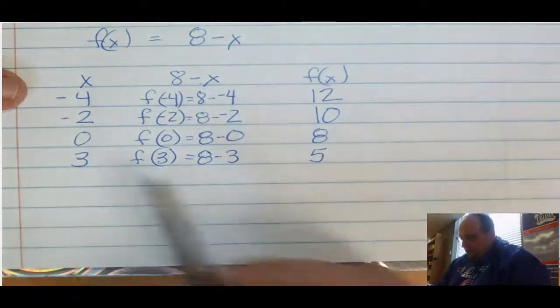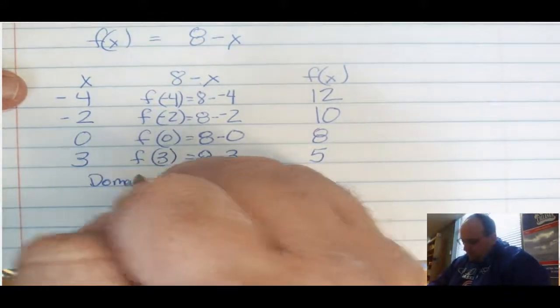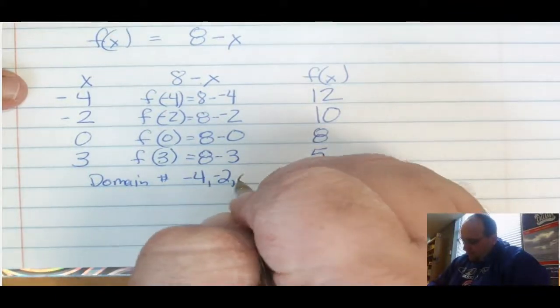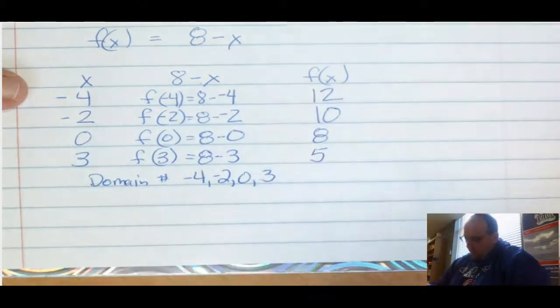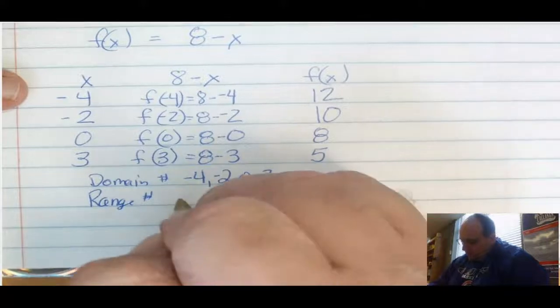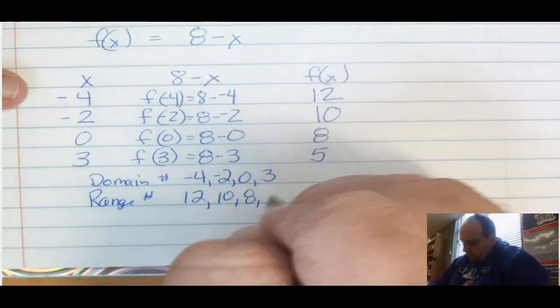Okay? So, my domain numbers are -4, -2, 0, and 3. My range numbers are 12, 10, 8, and 5.